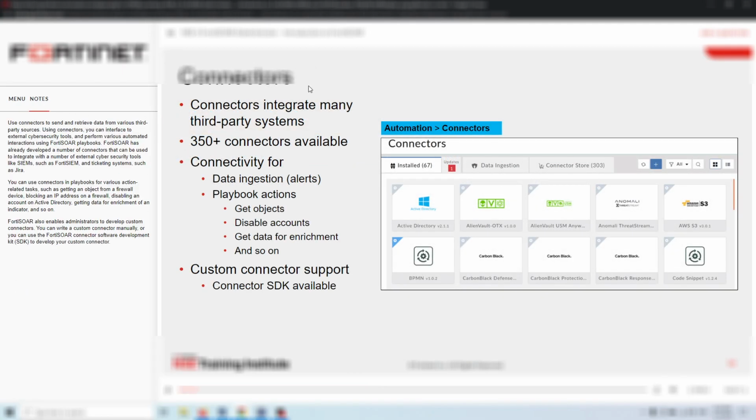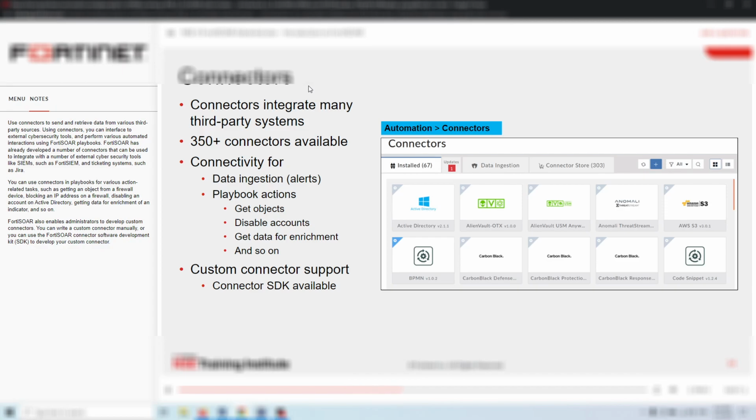Use connectors to send and retrieve data from various third-party sources. Using connectors, you can interface to external cybersecurity tools and perform various automated interactions using FortiSOAR playbooks. FortiSOAR has already developed a number of connectors that can be used to integrate with a number of external cybersecurity tools like SIEM, such as FortiSIEM, and ticketing systems such as Jira.